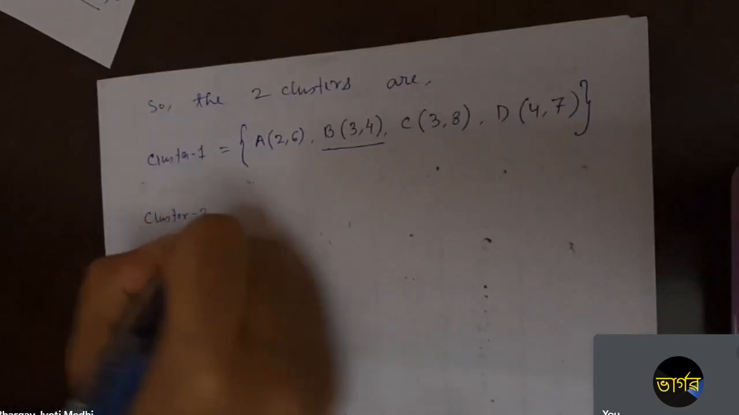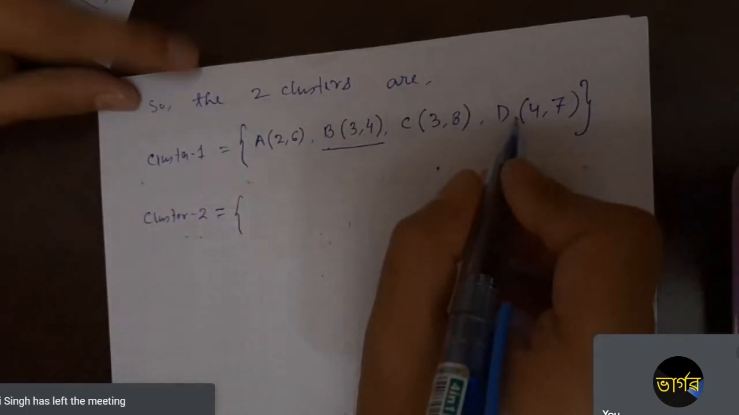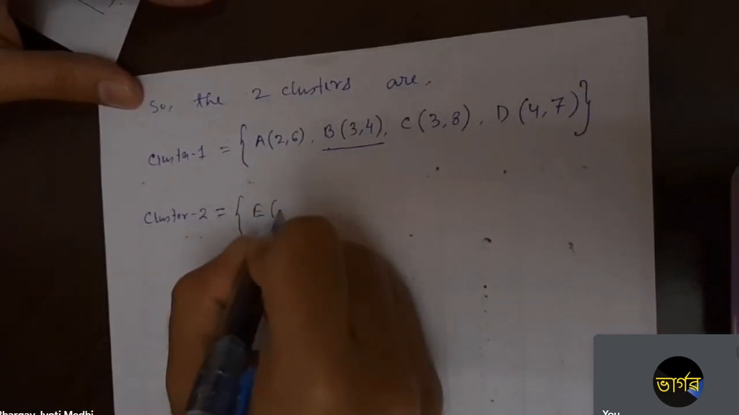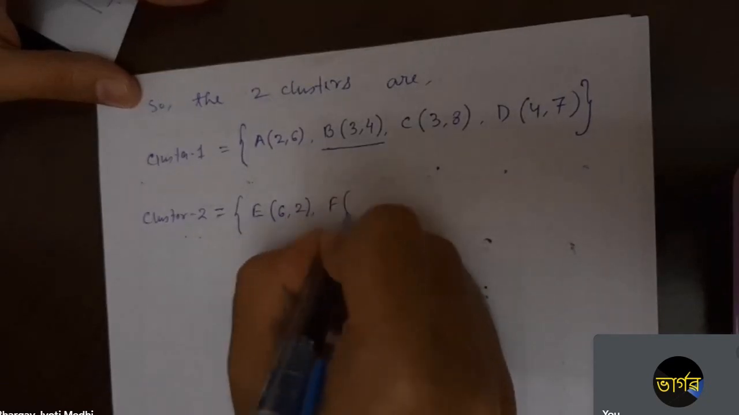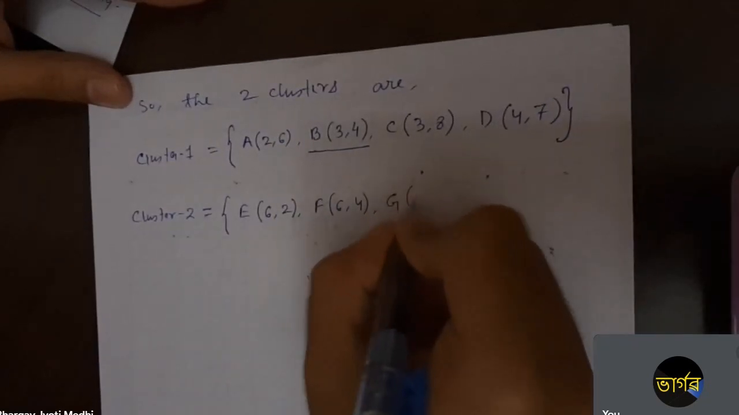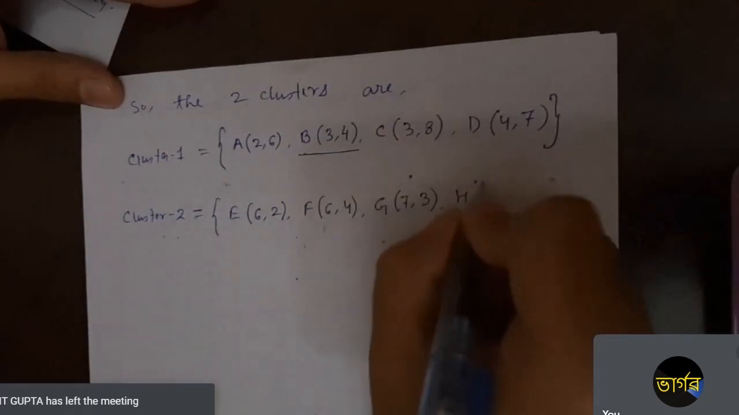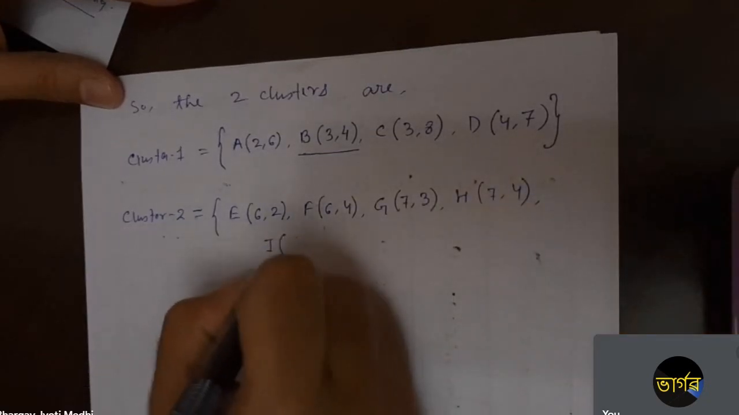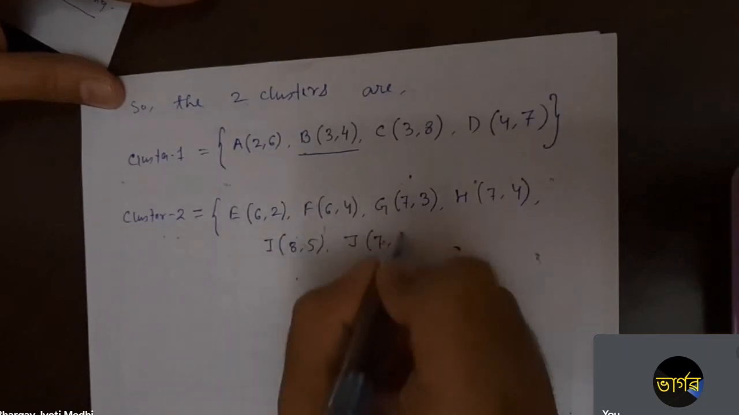Point E, sorry, coordinate is 6,2, then F point is there, coordinate is 6,4, then we have G point, coordinate is 7,3, then we have H, 7,4, then we have I, 8,5, and we have J, 7 and 6. So this is our cluster 2.